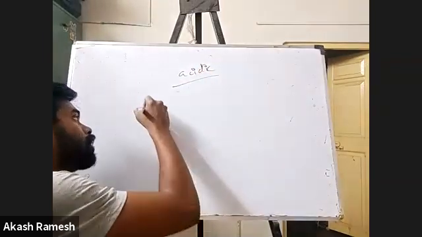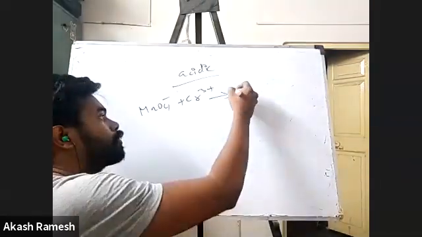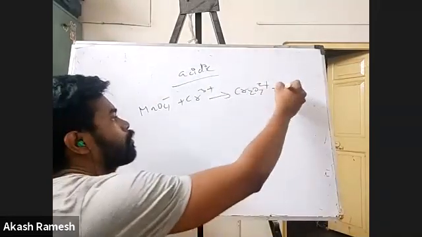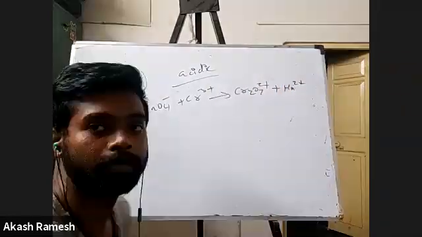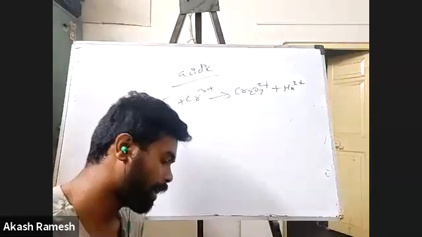So I have MnO4 minus reacting with Cr3 plus to form Cr2O7 2 minus, and I know in acidic medium MnO4 minus will form Mn2 plus. No issues? Okay, fine. Now, the data they have given.